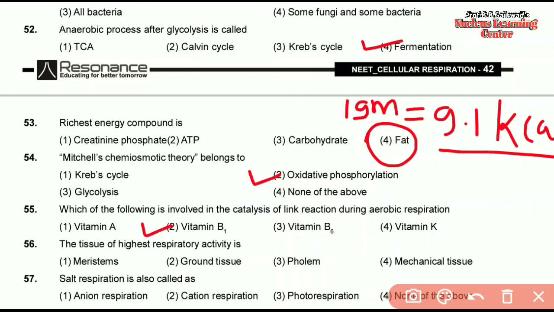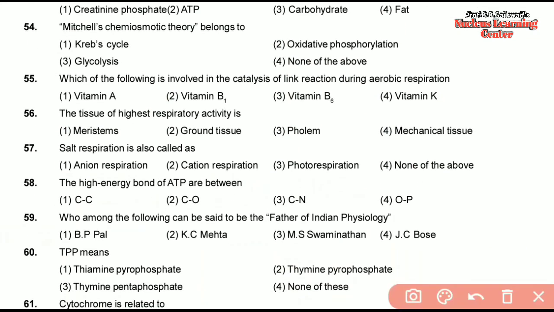The tissue of highest respiratory activity is meristematic tissue. Meristematic tissue is a tissue in which meristematic cells keep on dividing continuously. So there will be highest respiratory activity. Next MCQ, salt respiration is also called as anion respiration, cation respiration, photorespiration, none of the above. So salt respiration is also called as anion respiration.